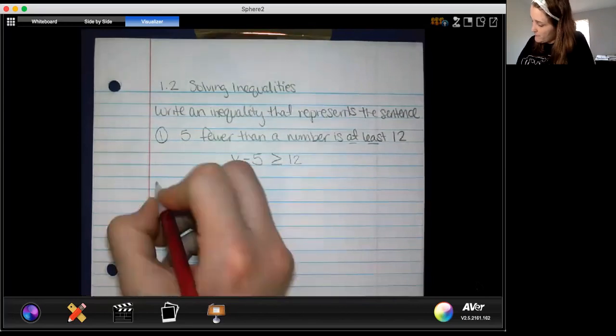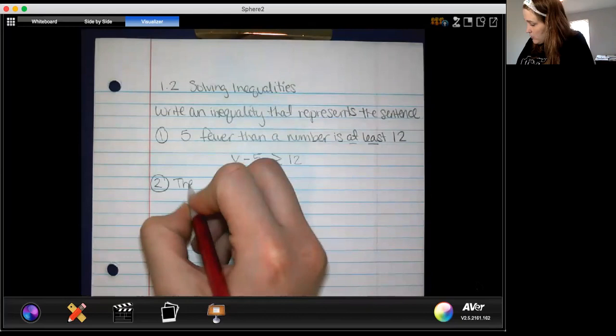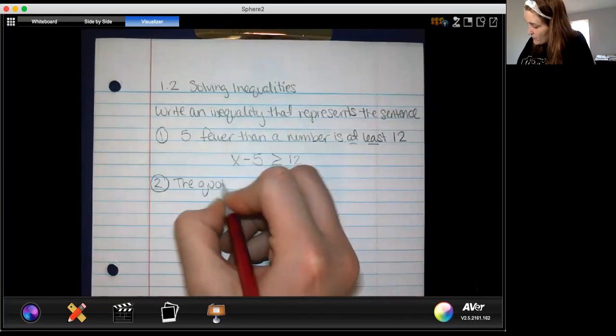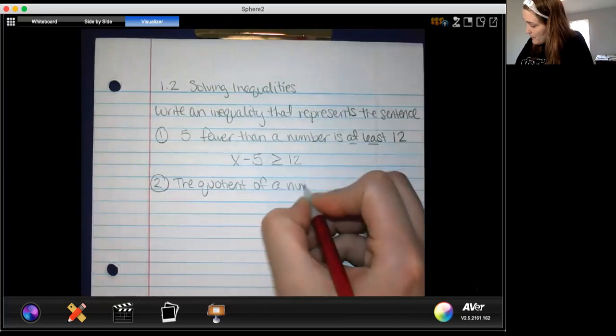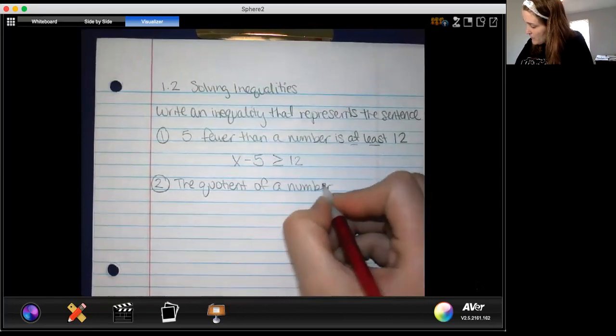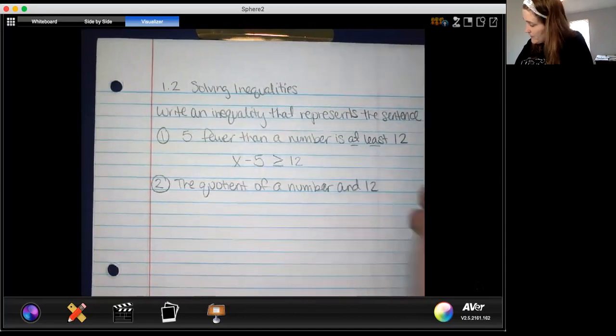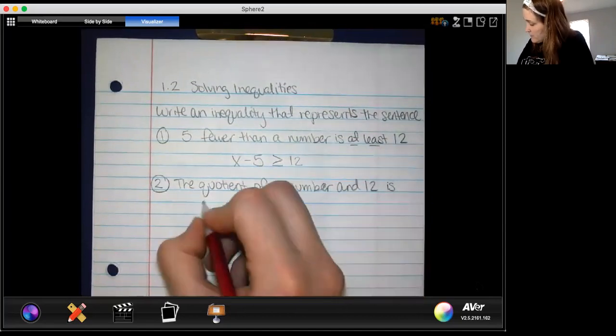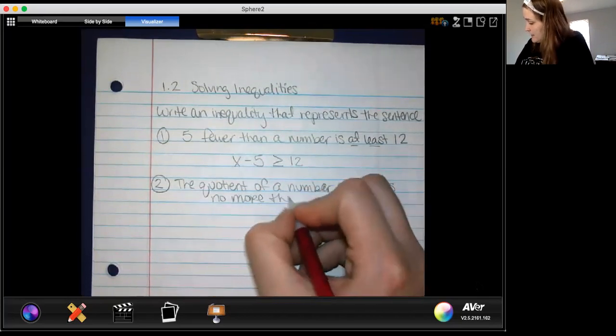Let's try number 2. The quotient of a number and 12 is no more than 6.